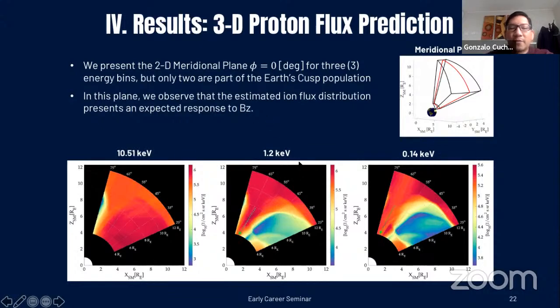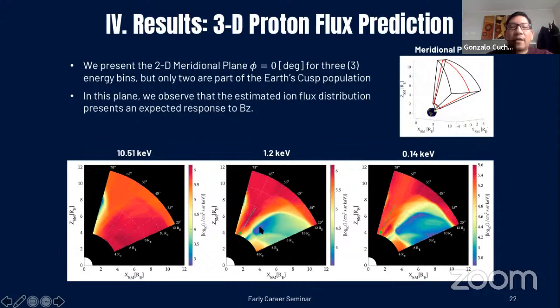And here, what I have done is to observe specifically these 2 energy beams, which are part of the auroral cusp population. We're not going to find particles of 10.5 keV in the auroral cusp. So I'm just going to do the analysis of these two. And here you can observe the structure of the auroral cusp.